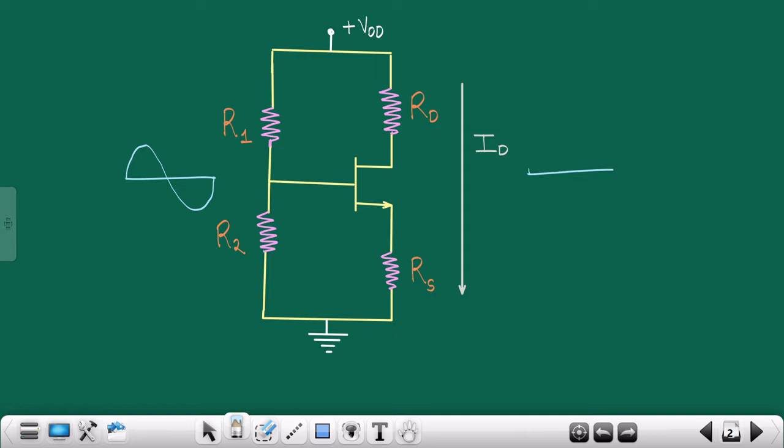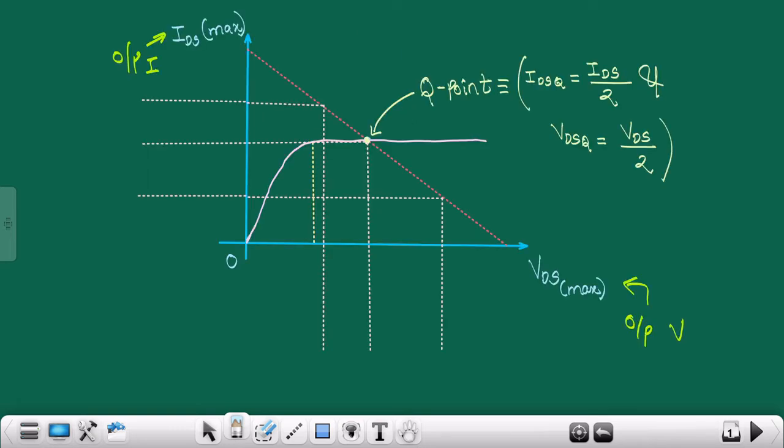I'll just draw it properly. This is how an amplified form of this signal will look. So as you can see, this is the input waveform you are feeding to the MOSFET, and at the output side you are getting the amplified form of this input signal. If you look very clearly, as your Q point is exactly at the center, that's why you are getting the amplified form.